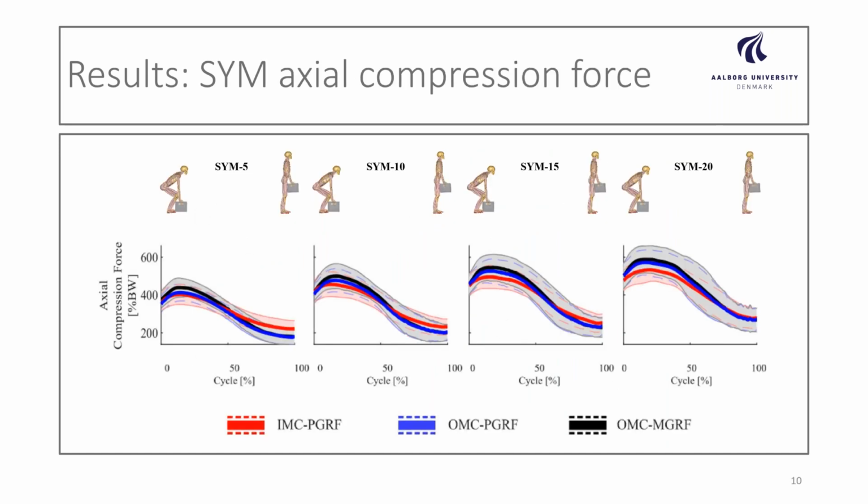So this output here is for the symmetrical lifting, and it's the axial compression force between the L4, L5 joint. And again, here we have the 5, 10, 15, and 20 kilograms of load for each of the different lifting tasks. And visually, we can again inspect the figures, and we can see there is still a fairly good agreement, both in terms of phase and also in magnitude for the inertial motion capture model and the standard reference.